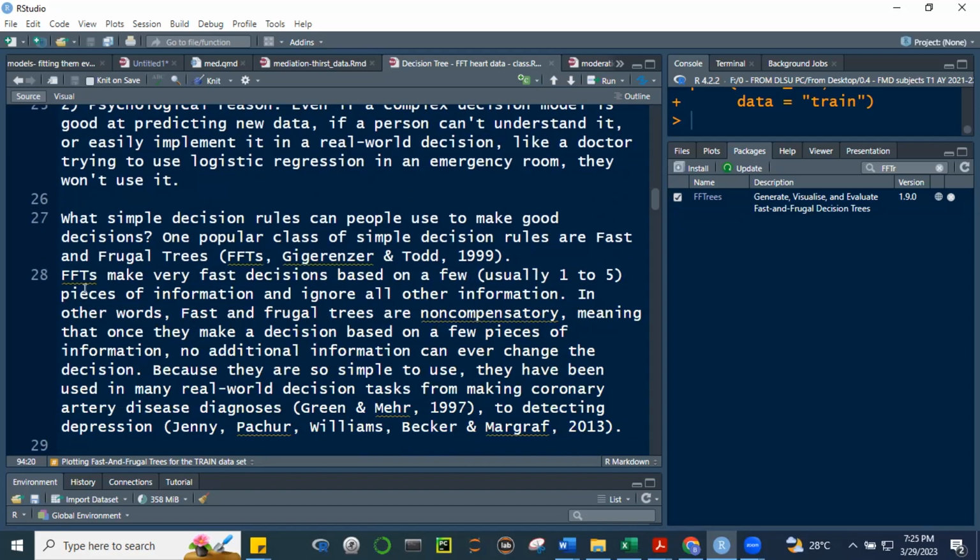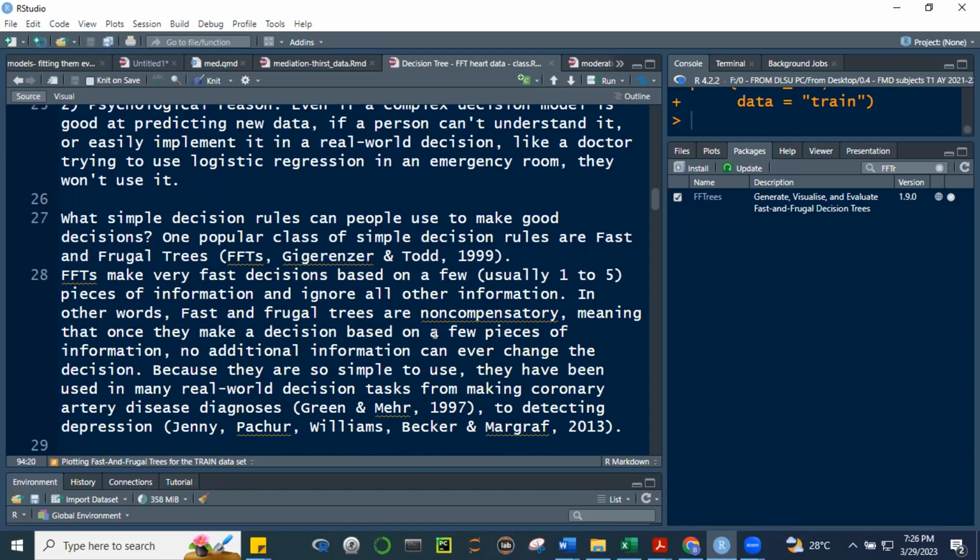See, FFT means fast and frugal trees. Okay? Developed in 1999 by Gigerenzer and Todd. Okay? So ito, si fast and frugal trees, ang ginagawa nito, it would chop down, kunyari binigyan mo siya ng attributes or variables na, let's say, 20, 30. Ang gagawin niyan, hahanap siya ng very simple lang. Usually 2, 3, 4, 5 attributes.